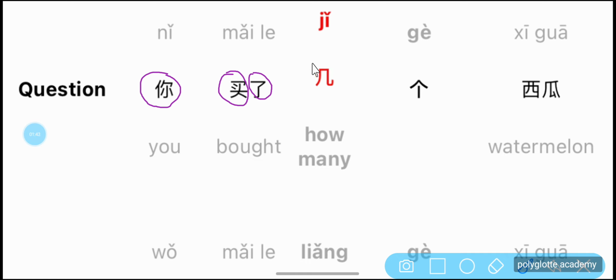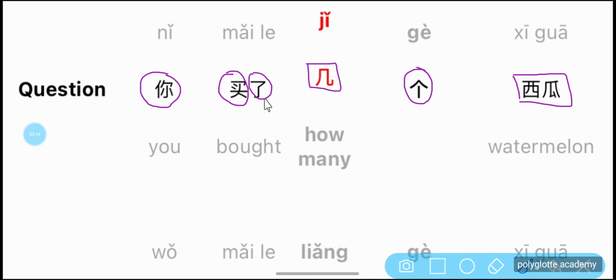So 几, we've seen that it means how many, and 个 is a measure word of 西瓜, 西瓜, 西瓜. We've seen these characters in the previous lesson. Watermelon, 西瓜, 西瓜, 非常好. If you want guidance on how to write 西瓜, please check our previous lesson on character writing exercise. So let's move ahead.